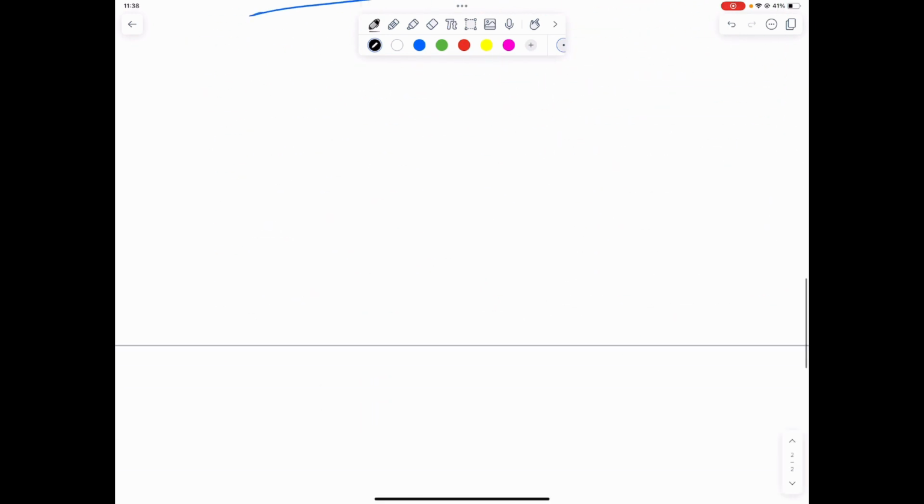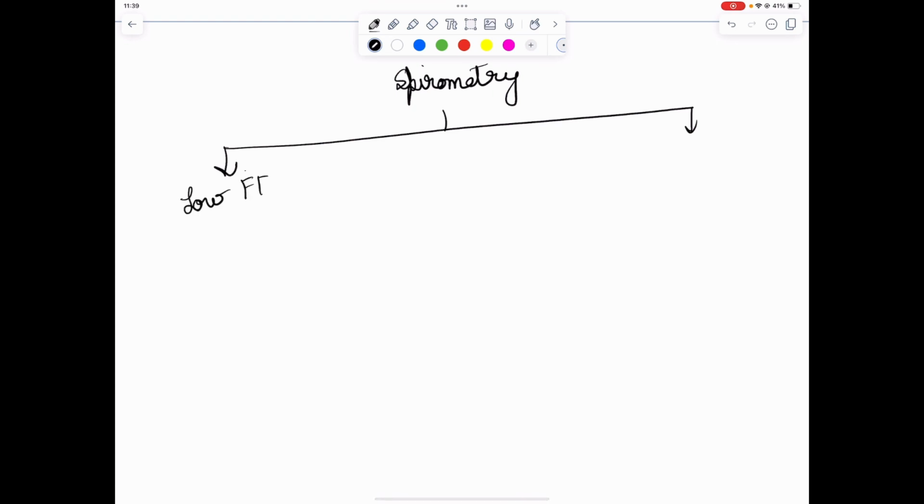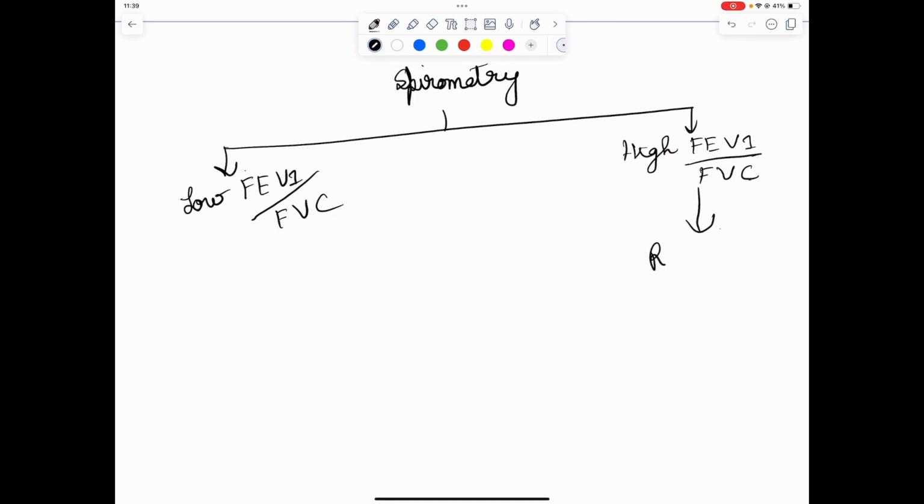Now we move on to the spirometry. What we will get in spirometry? See, I have told you that in obstructive disease FEV1 upon FVC would move towards 0, that is less than 0.7, and for restrictive it will be normal. Now in this, if this is, then we are talking about restrictive. If this is this, here we are talking about obstructive.